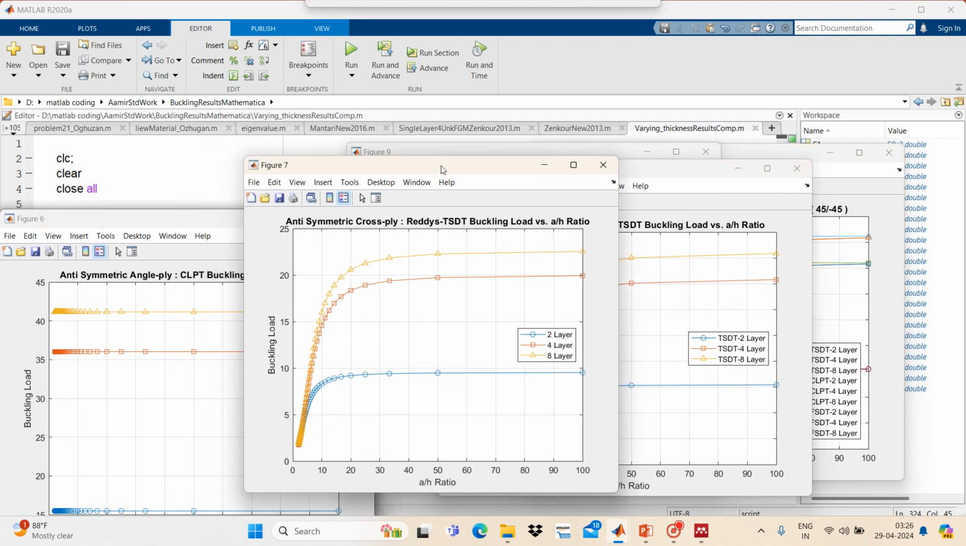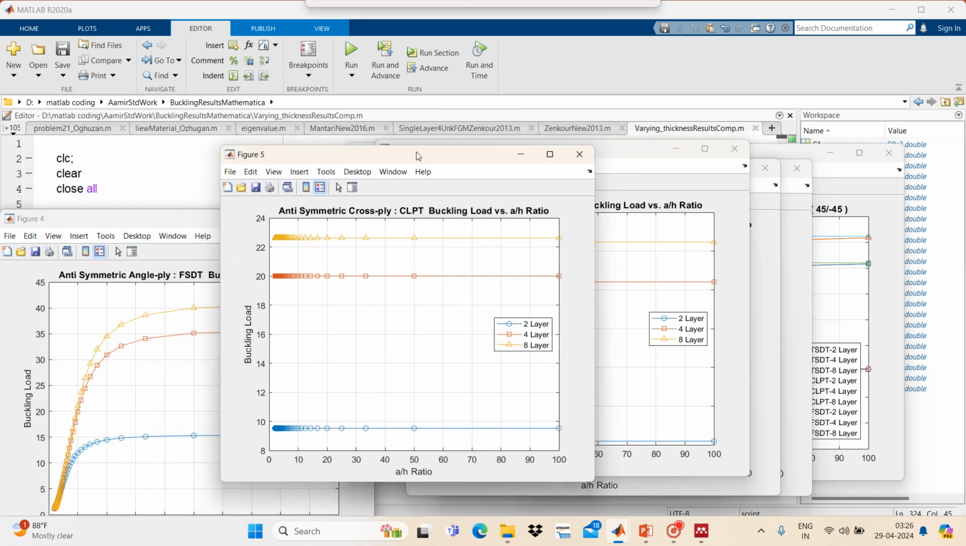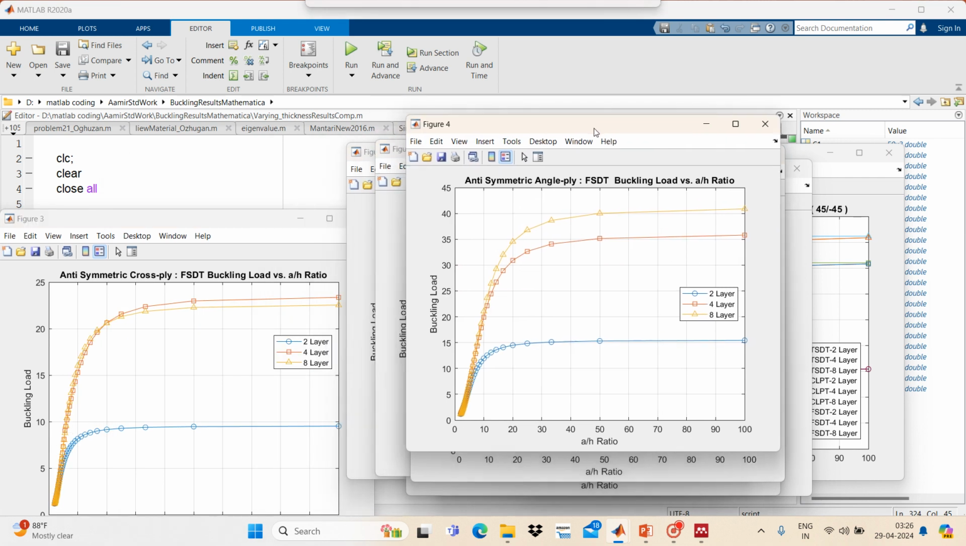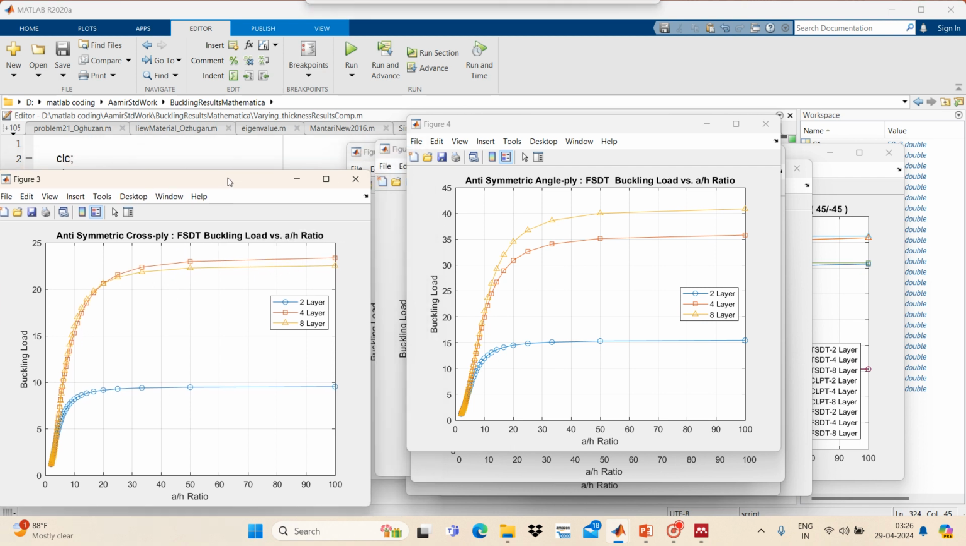I've used three theories: classical laminated plate theory, first order shear deformation theory, and reduced third order shear deformation theory. This example is for the anti-symmetric cross-ply, that is 0/90 plate. This one is the two layer cross-ply, this is for the 4 layer and this yellow one is for the 8 layer. For the 2 layer plate we are getting this much buckling load, and this is for the 4 layer and 8 layer.